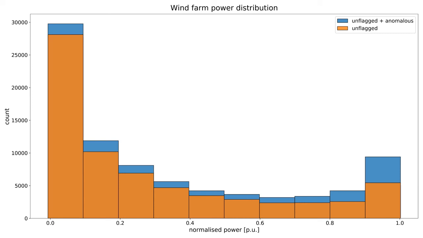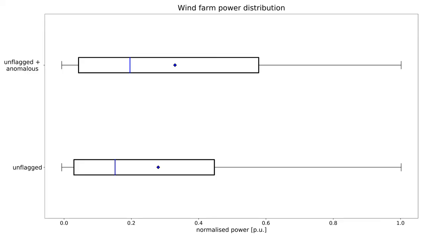You can see the difference also in terms of the distributions of the values, and for the unflagged only data, so when the anomalous parameter is set to false, we have fewer observations in general, and especially at the higher end of the power values. And these box plots show the different distribution of the final power data, depending on whether we want to keep or not the anomalous periods in the data set.